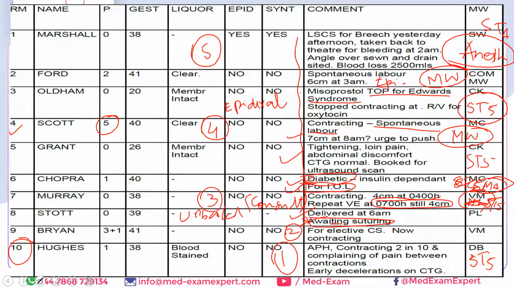Okay, then for this case, misoprostol, and this patient is just 20 weeks. With 20 weeks and misoprostol, it means congenital anomalies. Okay, she stopped contracting. Whether the baby has been expelled already. So you would send one of the midwives to just go and do the pervaginal examination, and check whether the fetus has been expelled or not.